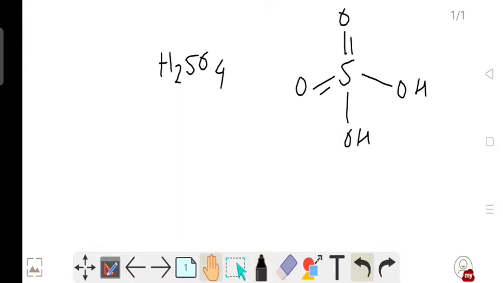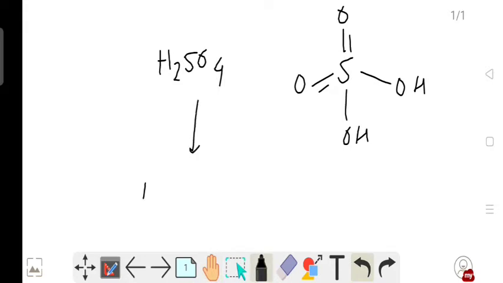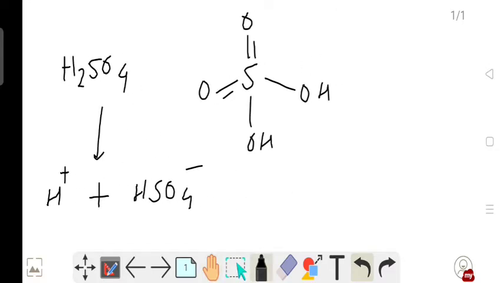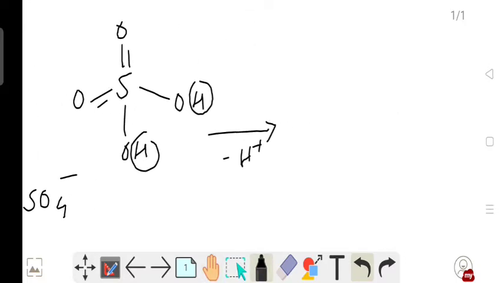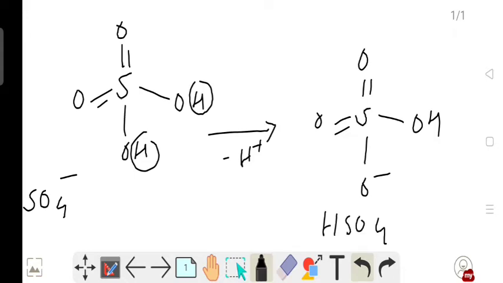In the case of sulfuric acid, it will dissociate into H plus and HSO4 minus. From this molecule, this hydrogen acts as an acidic hydrogen and is removed from the sulfuric acid. Then it forms S double bond O, O minus, and OH. This is the actual structure of HSO4 minus. Now this molecule acts as a nucleophile for addition reactions.